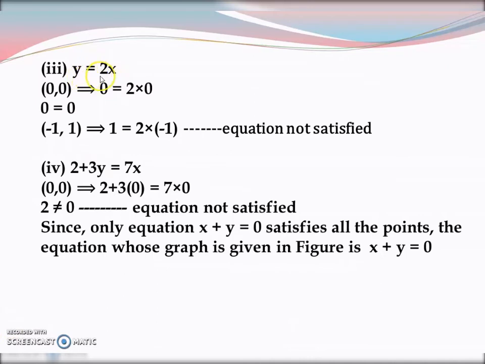Let us however check for y is equal to 2x also. If you put 0, 0 here, then it is satisfying the equation. But if you put -1, 1, then it is not satisfying. So that means the line is not represented by this particular equation. For the fourth one also, it is not satisfied. When you put 0, 0, you are getting left hand side as 2, right hand side as 0. So it is not satisfied. So there is only one equation which is satisfying all the 3 points. That is x plus y is equal to 0. So that is the equation of that given line.